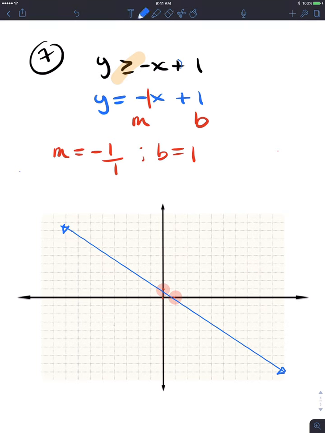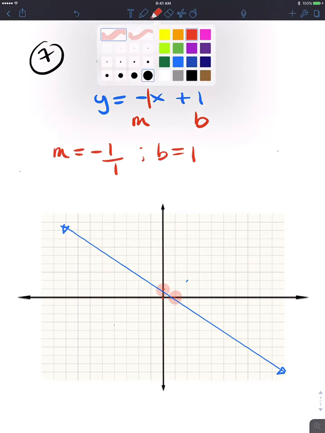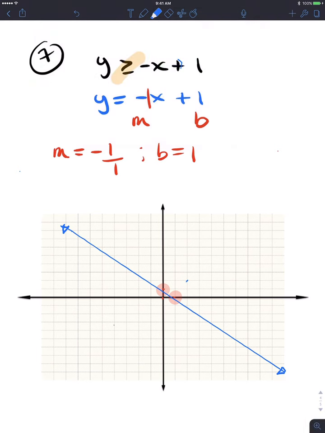We need a test point that's clearly off the line. So I might use x is 2, y is 2, a point out here. Let's double check. X is 2, y is 2. The inequality becomes the following.